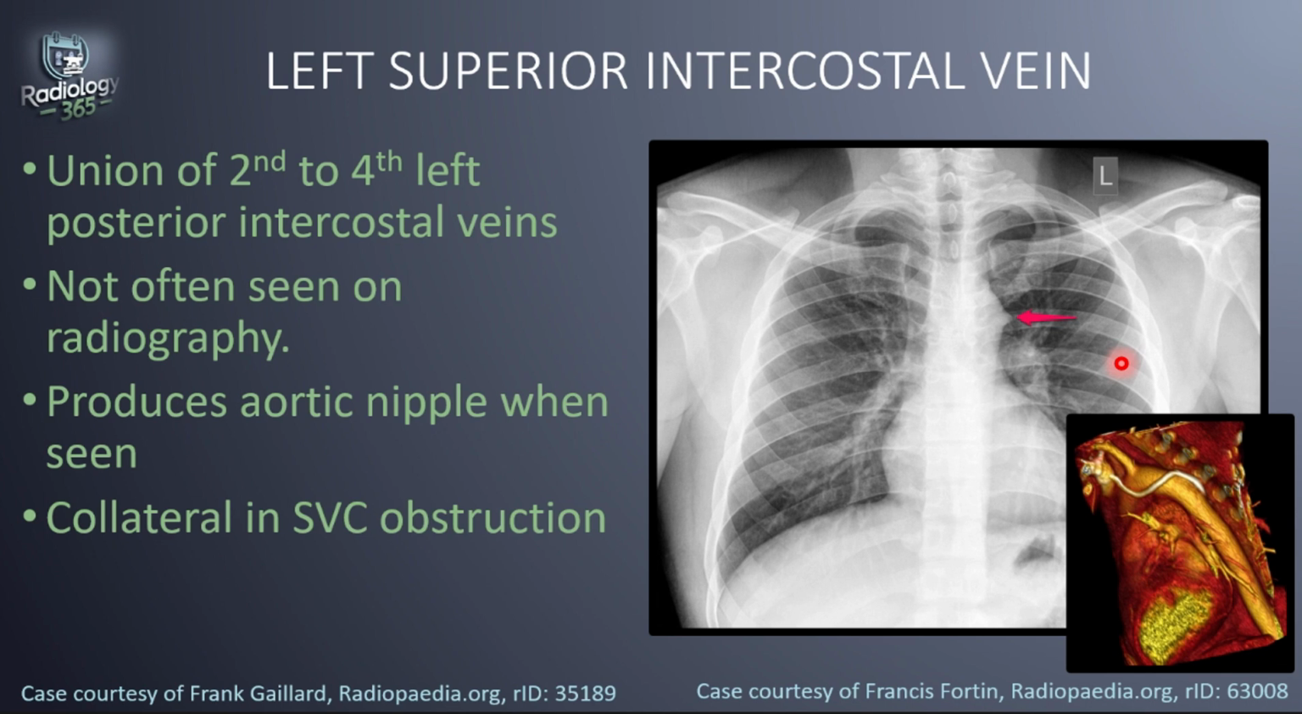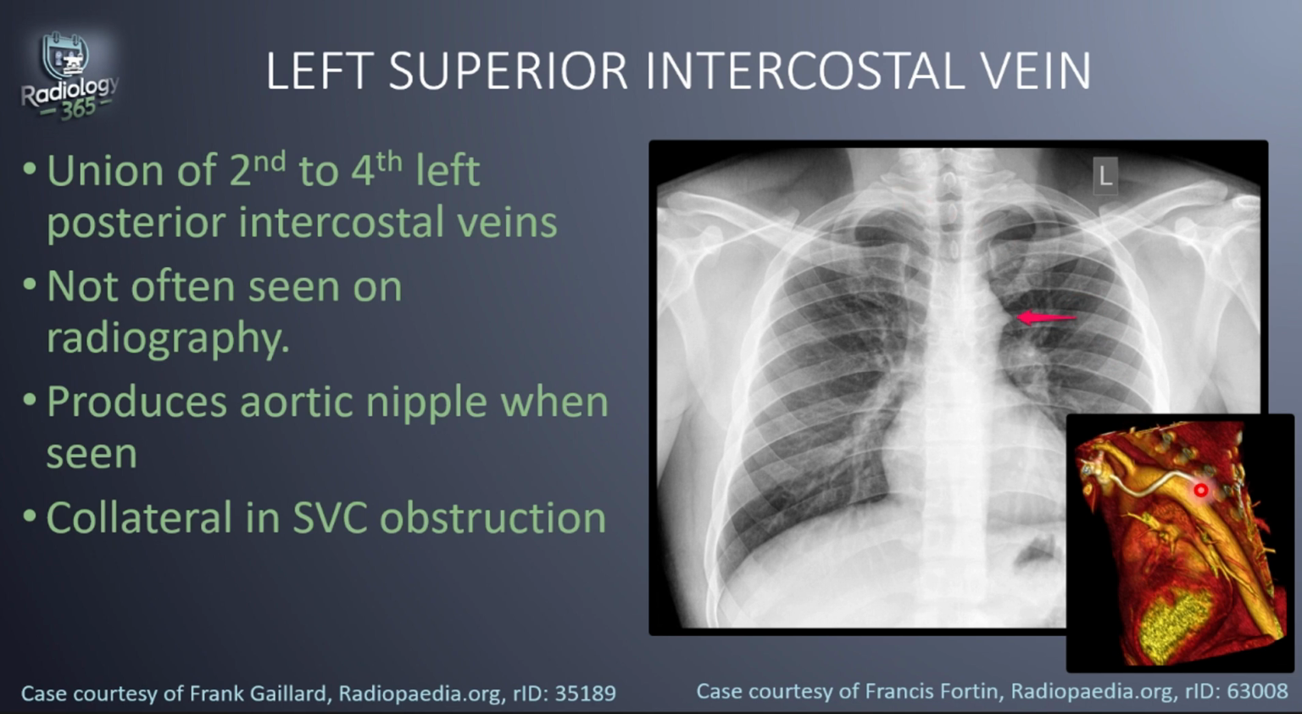Finally, we would mention the left superior intercostal vein. It's not often seen on normal radiographs, but when it's visible, the left superior intercostal vein produces an aortic nipple that appears as a small round shadow to the left of the aortic knob on the frontal radiograph. The left superior intercostal vein may be dilated as a collateral pathway when you have superior vena cava obstruction.